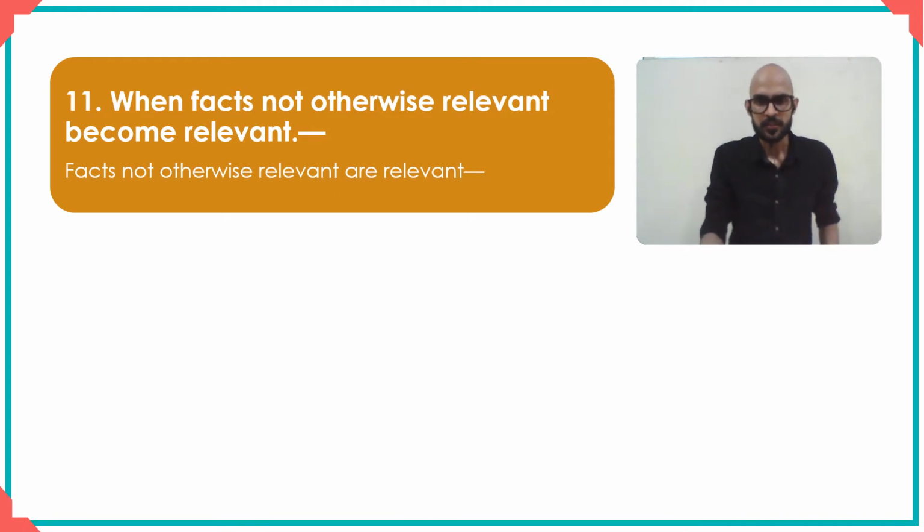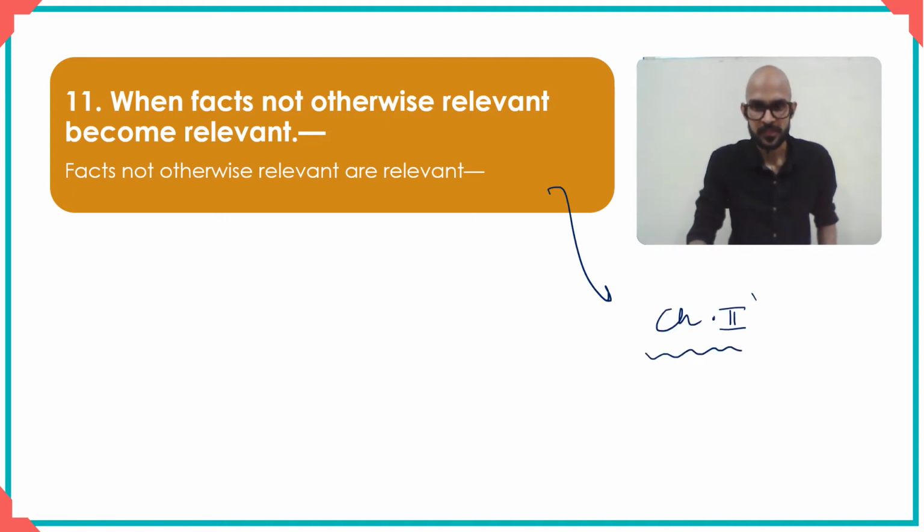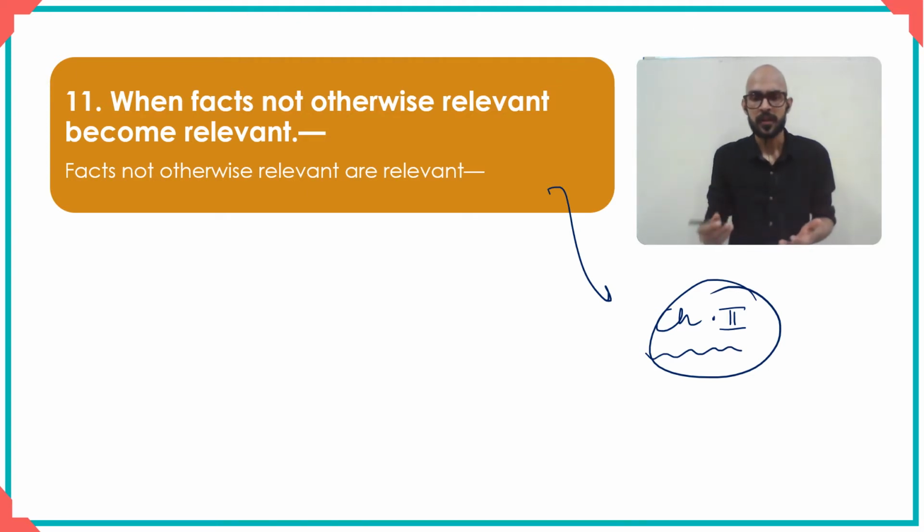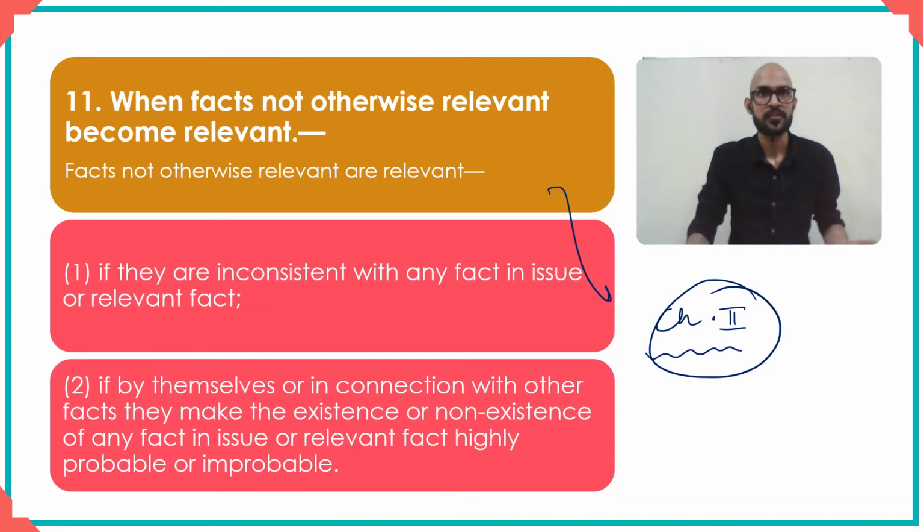Well, this makes a lot of sense given that we are dealing with chapter 2 of the Act. So chapter 2 deals with relevancy, and all of the provisions there are either meant to declare a certain fact as being relevant or they declare the fact as not relevant. So that is what we expect from a section that is in chapter 2. So section 11 talks of facts which otherwise are not relevant but become relevant under certain conditions, and basically these are the conditions as you can see under subsection 1 and subsection 2 of section 11.